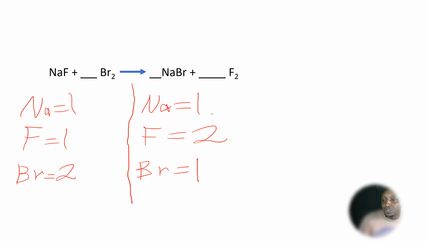So if you could tell, our sodium is balanced, but our fluorine and bromine are not balanced. So I have 2 fluorine on the product side. I only have 1 fluorine on my reactant side over here on the left. So the first thing I would want to do is add a 2 in front of the fluorine.